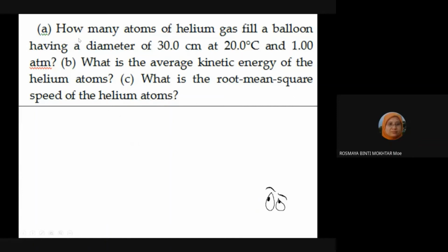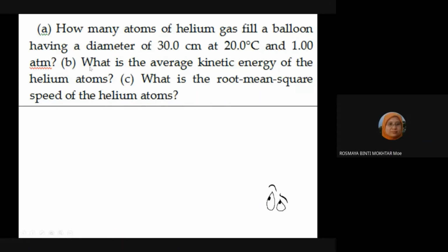Question A: how many atoms of helium gas fill a balloon having a diameter of 30.0 centimeter at 20.0 degrees Celsius and 1.00 atmosphere? Question B: what is the average kinetic energy of the helium atoms? Average kinetic energy equals mean kinetic energy, the same thing. Sometimes the question will use average kinetic energy. Question C: what is the root mean square, or RMS, speed of the helium atoms?